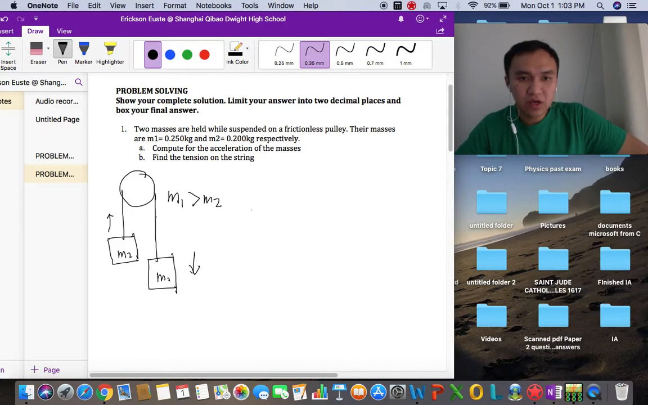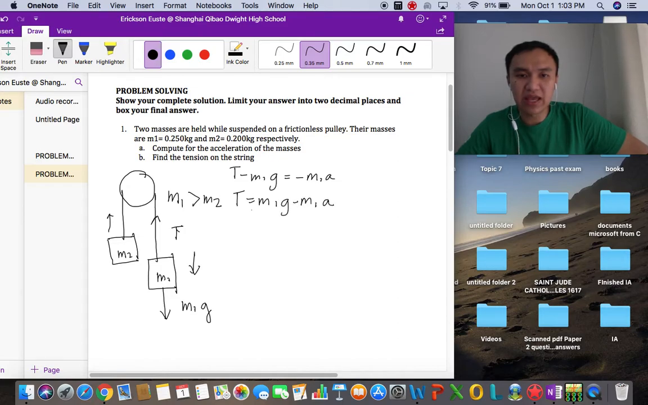So what are the forces acting on M1? We have T. It's just the same T because it's just one string over the pulley. So this is M1G. So we have T minus M1G is equal to negative M1A. You notice that the direction of the motion in this part is negative because it's going down. That's why it's negative. So with that, we can have tension is equal to M1G minus M1A.